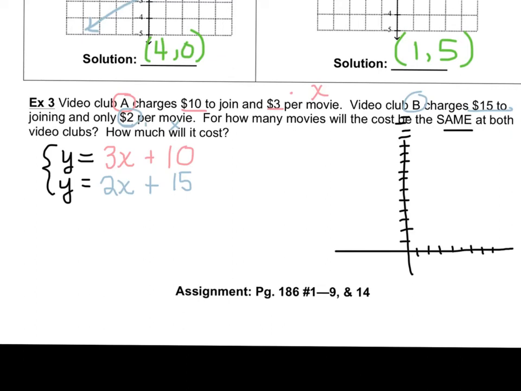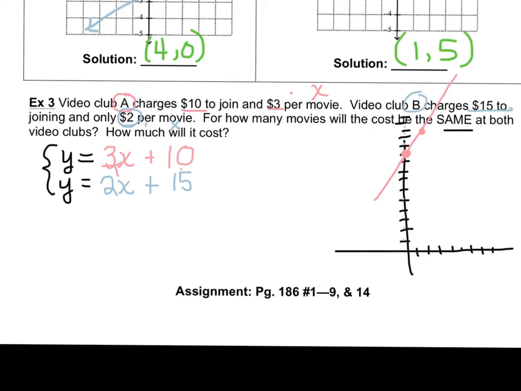So let's graph the first one. We're going to start up 10. 1, 2, 3, 4, 5, 6, 7, 8, 9, 10. And I'm going to count up 3 and over 1. 1, 2, 3, over 1. So that line looks like this. It's really nice, isn't it?